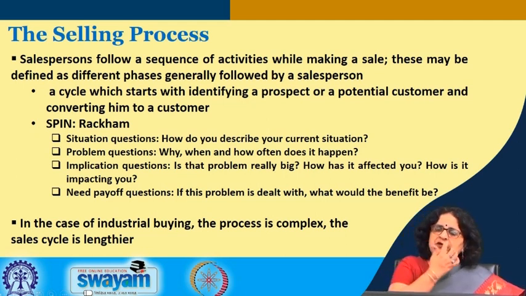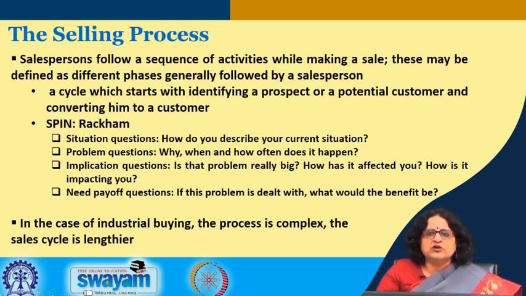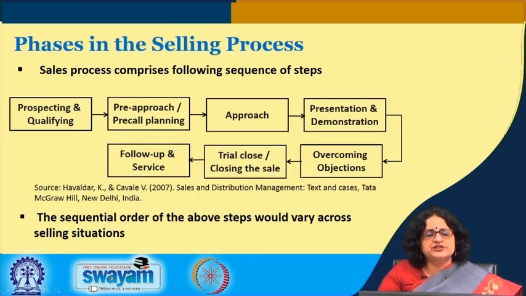Now in the case of industrial buying, we see that the process is very complex, the sales cycle is very lengthy, and we have these different stages of the sales process. So we begin with prospecting and qualifying. Once the salesperson has his leads in place, he qualifies them to be prospects, and then he goes in for a pre-approach, information search and pre-call planning.